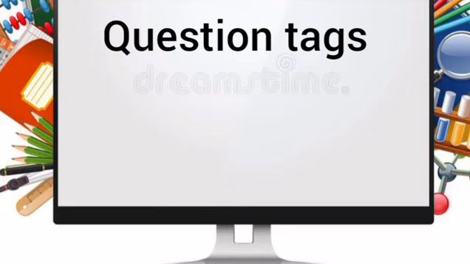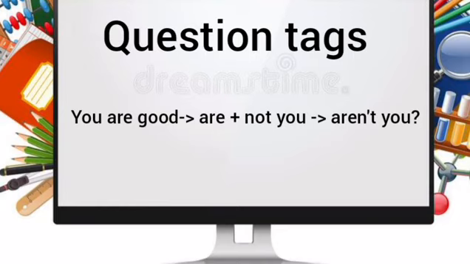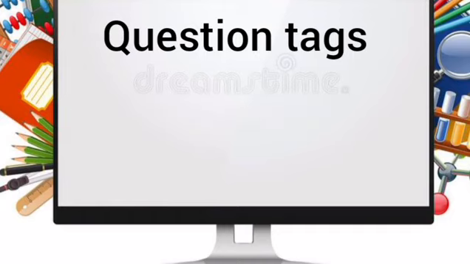Okay, so for example, in the sentence, you are good, what is the verb here? Are is the auxiliary verb, right? Underline that are. This is a positive sentence, right? So you have to add a negative. With are, you have to add not. Then what is the pronoun there? You is the pronoun. Are plus not in short form will come as aren't. So what is the answer? Aren't you is the question tag for you are good, right? Okay, one more example. He is good.